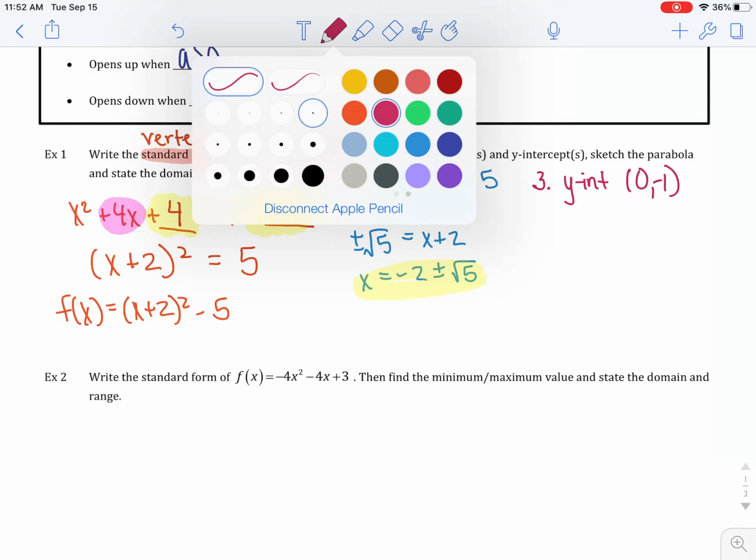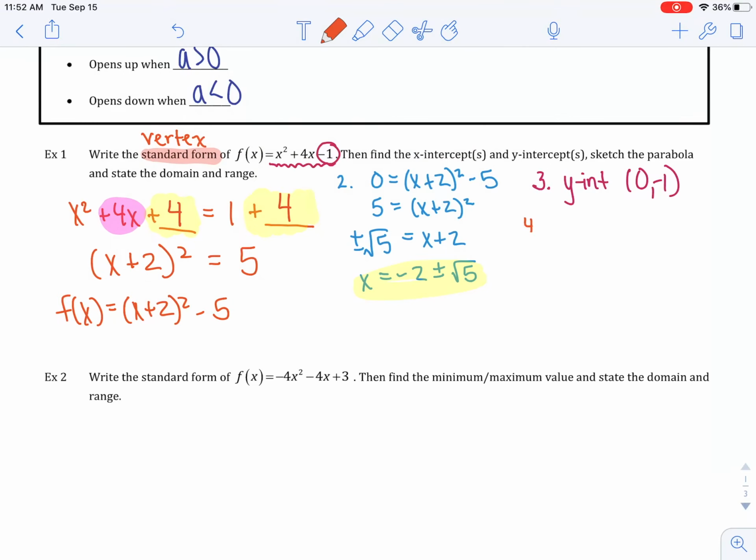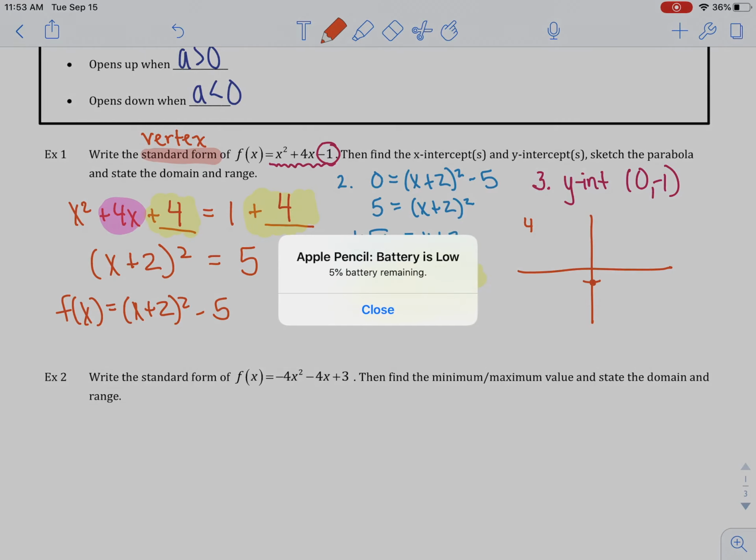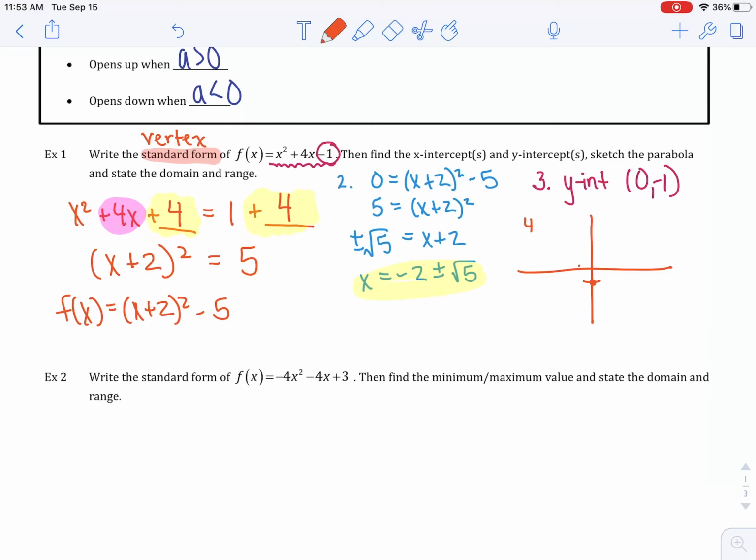So now it's time to sketch. Step 4. Again, we are sketching this out. (0, -1), there should be a dot. I'm going to put in my vertex. Vertex should be at (-2, -5). It's opening up. If you want, you can approximate where the x-intercepts are for now.